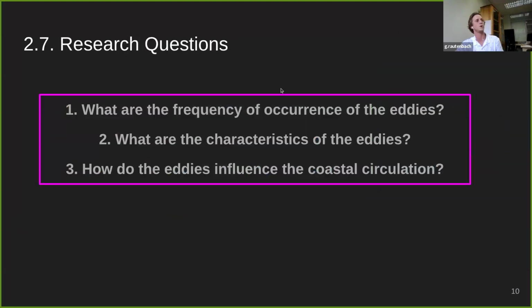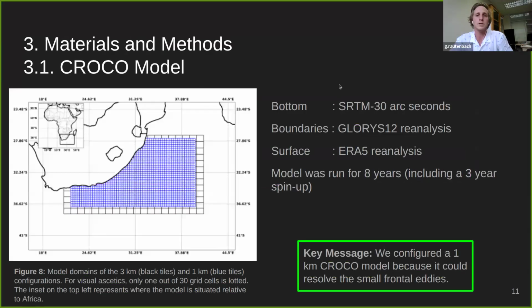So for my research questions, we'll be looking at the frequency of the eddies, like how often they occur, what their characteristics are, and how they influence the coastal circulation. To do this, as mentioned earlier, I'll be using a 1 kilometer CROCO model simulated for this study. We configured a low resolution model at roughly 3 kilometers resolution, which is shown on the black mesh. It's quite a large domain to really capture all the important features that contribute to the Agulhas Current. The model gained its boundary conditions from ERA5 at the surface, GLORYS12 at the boundaries, and then SRTM at the bottom.